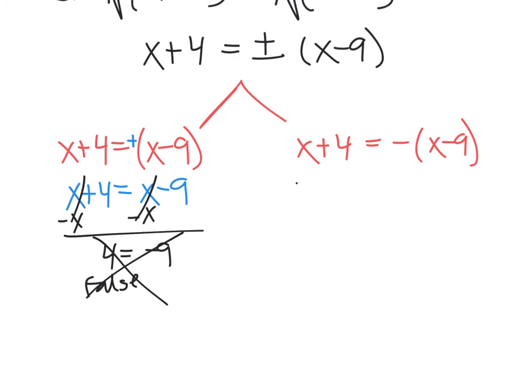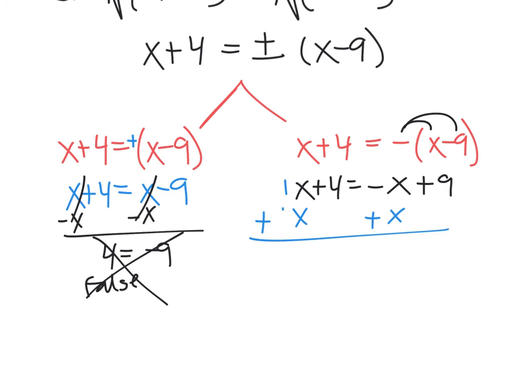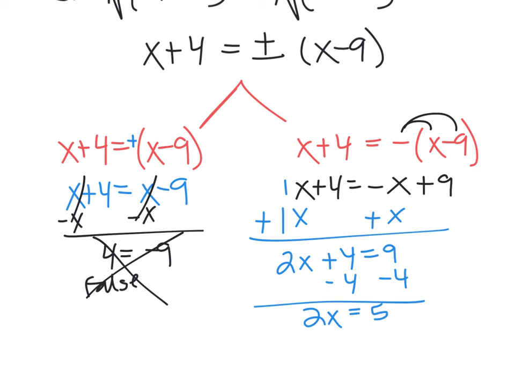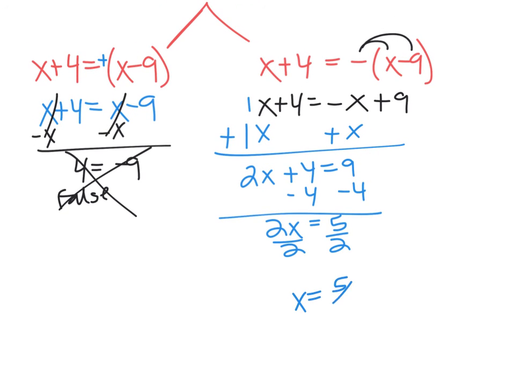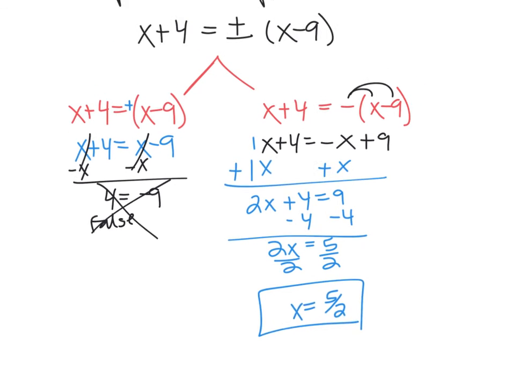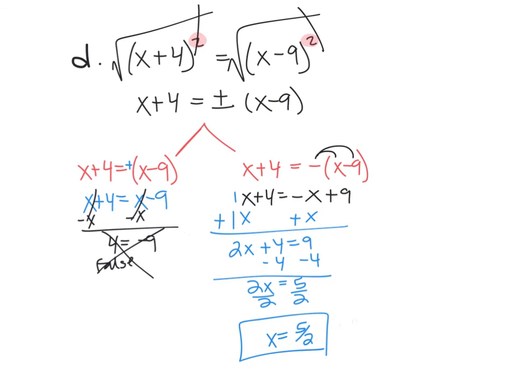Over on the other side, we have x plus 4 equals, we're going to distribute that negative, so negative x plus 9, and then we would add an x over. So x plus x is 2x, and then subtract the 4 and divide by 2. And it's okay if you get a fraction here. So our x value is 5/2. Okay, so when you have that squared on both sides like we did up here, one of them when we solve, we have to include that plus or minus. And I always just include it on the second side.